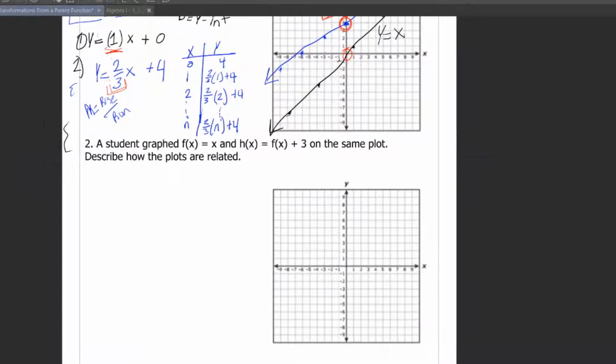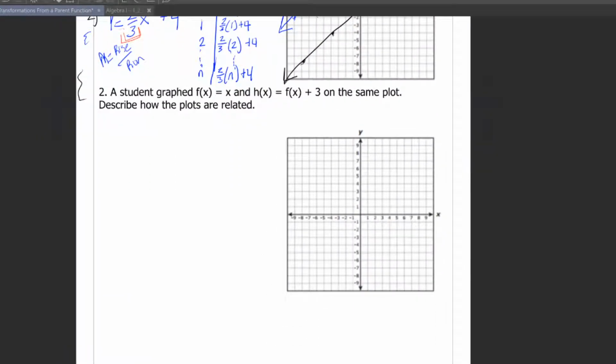If we go to the second problem here, the problem states a student graphed f of x equals x and h of x equals f of x plus 3 on the same plot. Describe how the plots are related. So we have our equation number 1, and that's going to be f of x is equal to x, or it's going to be y is equal to x.